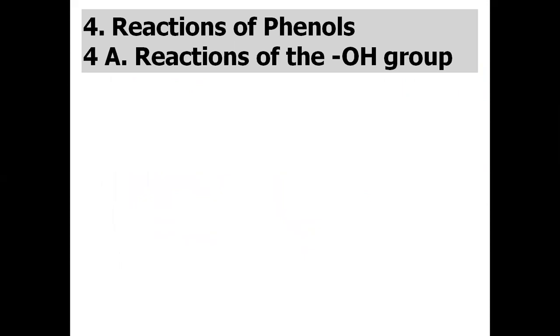Now we have the next topic, which is the reactions of phenol. Reactions of phenol we can basically categorize into two parts. One, reactions of the hydroxyl group on the phenolic ring, and the other one is the reaction on the aromatic ring of the phenol. Let's say part one, or part A, reactions of the hydroxyl group of the phenol.